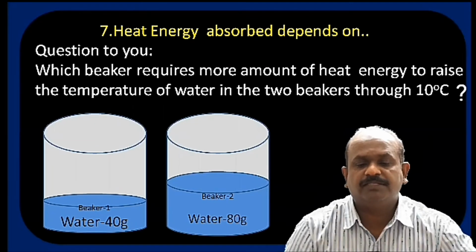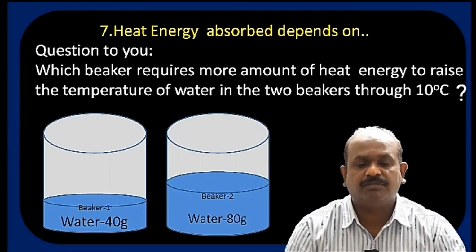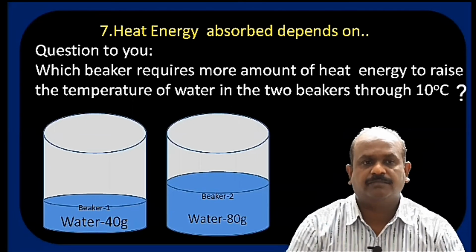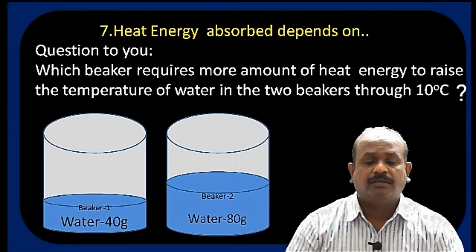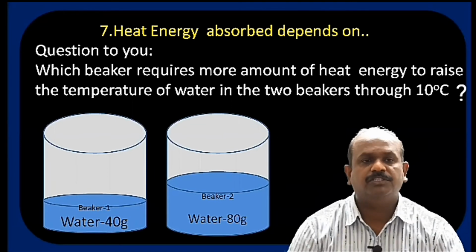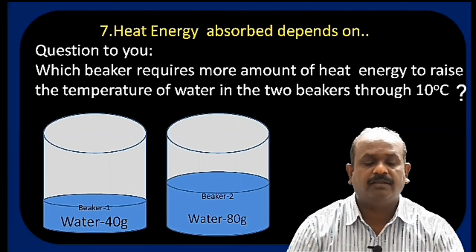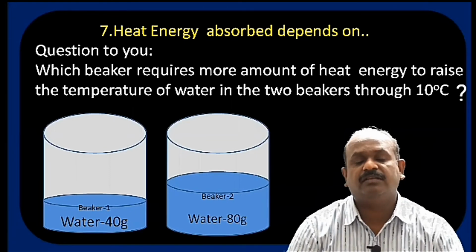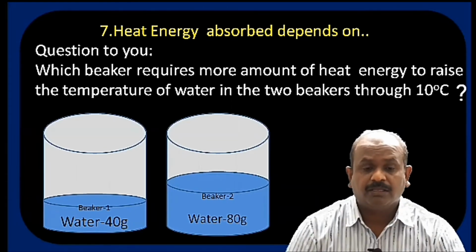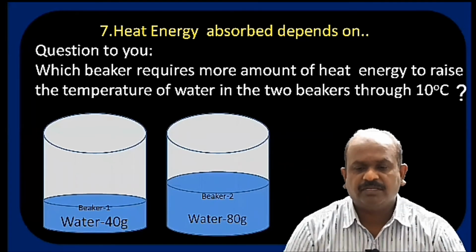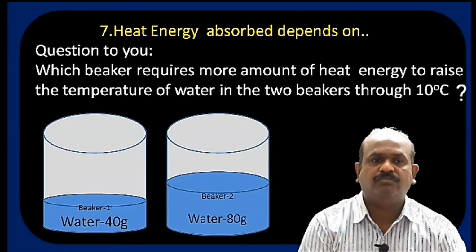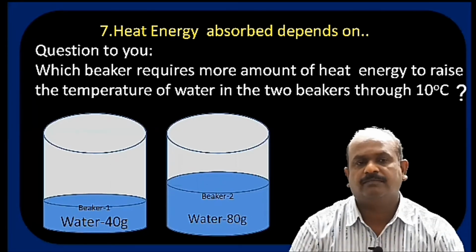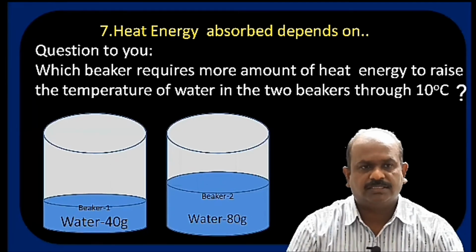Which beaker requires more amount of heat energy to raise the temperature of the water in the two beakers through 10 degrees Celsius? Here two beakers are given. In the first beaker, water is filled. Its quantity is 40 grams. In the second beaker, 80 grams of water is taken. Now my requirement is that the temperature of both the liquids in the two beakers should rise through 10 degrees Celsius. How can you achieve this?